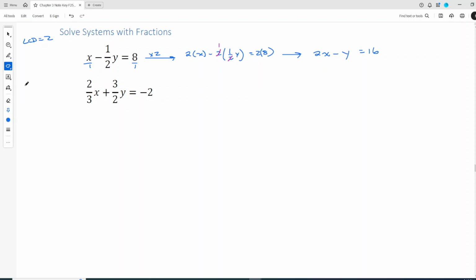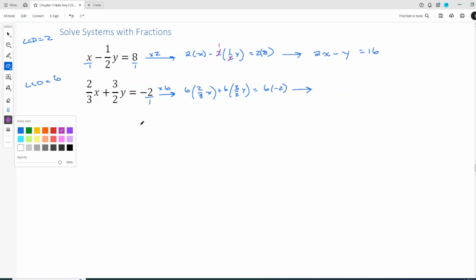Then I'm going to take this equation and say, what's its lowest common denominator? Well, I have a 3, I have a 2, and I have a 1. So my lowest common denominator is going to be 6. I'm going to take every term and multiply it by 6. I'll end up with 6 times 2/3 x plus 6 times 3 halves y is equal to 6 times negative 2. The whole reason I do this is because I multiplied by a number that all the denominators divide into.